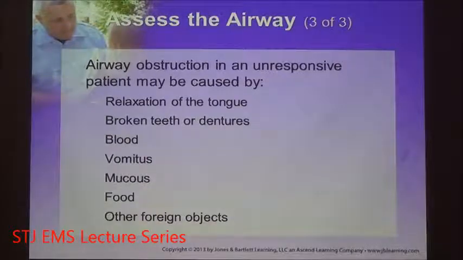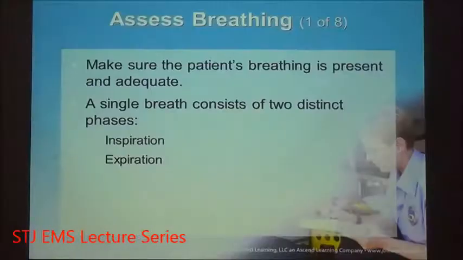In addition to relaxation of the tongue, airway obstruction can be brought on by dentures, blood, aspiration and vomit, mucus, foreign body, such as food or anything else. That needs to be addressed immediately.